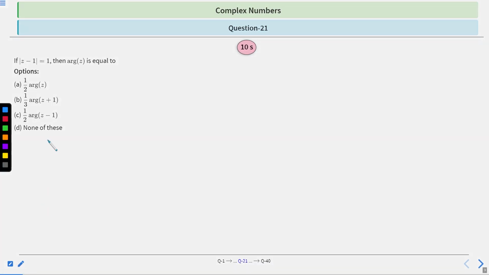Let's start question number 21. If mod z minus 1 is equal to 1, then argument of z is equal to. I will give 10 seconds to solve this question. After that, we will discuss the solution.